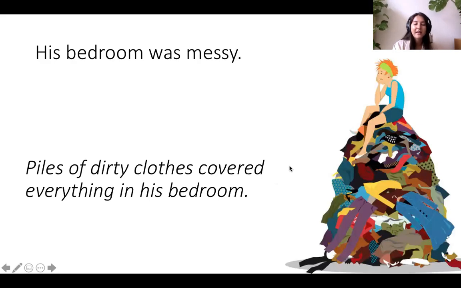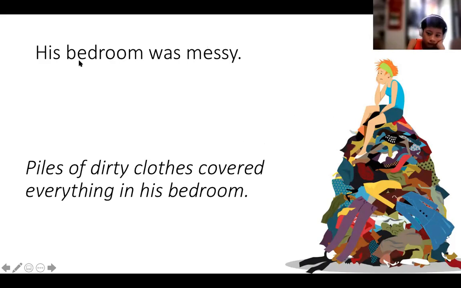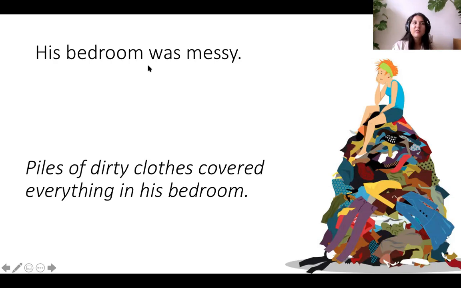Read this for me, please, Ben. "Piles of dirty clothes covered everything in his bedroom." Okay, lovely. Now, who can explain to me why this second sentence is better? So the second sentence is showing us just quite how messy his bedroom is. This says his bedroom was messy. This could mean that his bed was unmade and maybe he had a book or two lying around his bedroom. Whereas this sentence is explaining just how messy his bedroom is. Piles of dirty clothes covered everything in his bedroom.